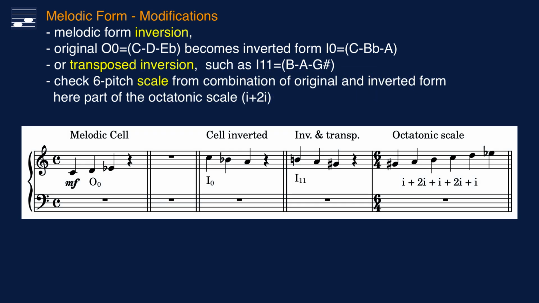Here you see the inversion process, starting with the original form on the left. Inversion about the pitch unit C yields the result labeled I0. That is, inversion about pitch class C with number 0. Of course, we then may apply transposition of the inversion form. For I11, we get the 3 pitch classes B, A and G sharp.